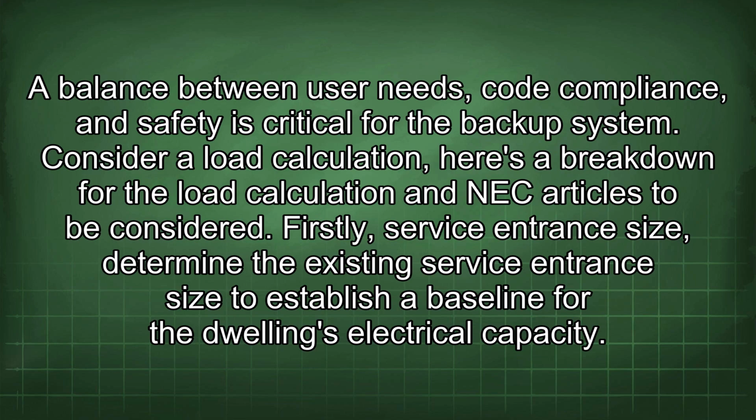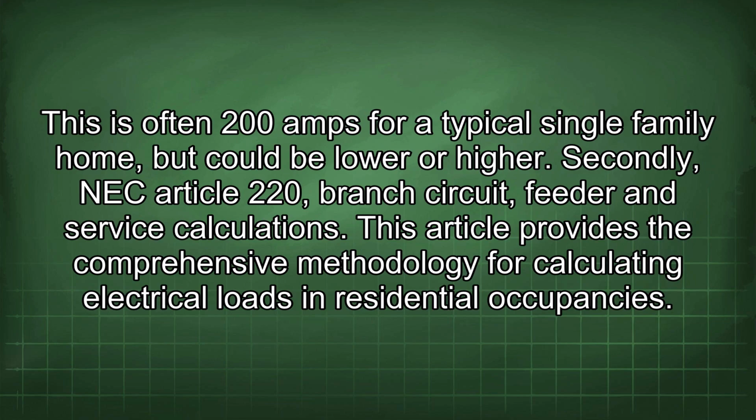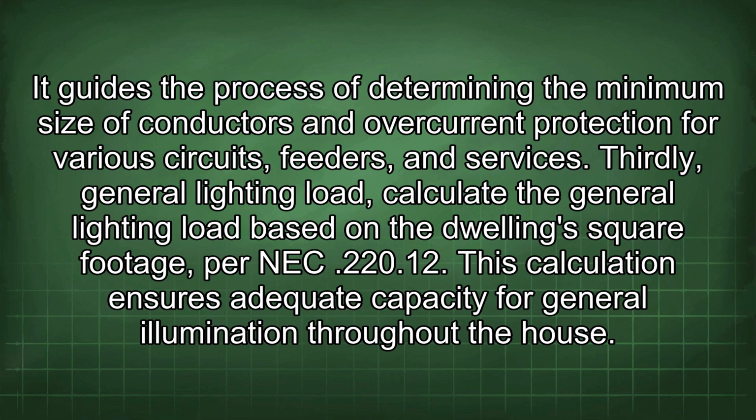Consider a load calculation. Here's a breakdown for the load calculation and NEC articles to be considered. Firstly, service entrance size. Determine the existing service entrance size to establish a baseline for the dwelling's electrical capacity. This is often 200 amps for a typical single-family home, but could be lower or higher. Secondly, NEC Article 220, branch circuit, feeder and service calculations. This article provides the comprehensive methodology for calculating electrical loads and residential occupancies. It guides the process of determining the minimum size of conductors and overcurrent protection for various circuits, feeders, and services.